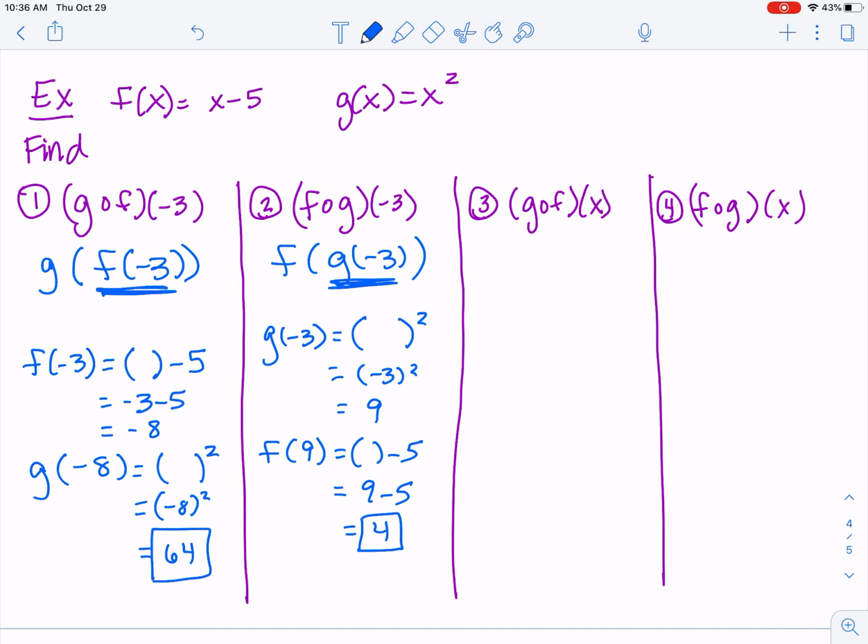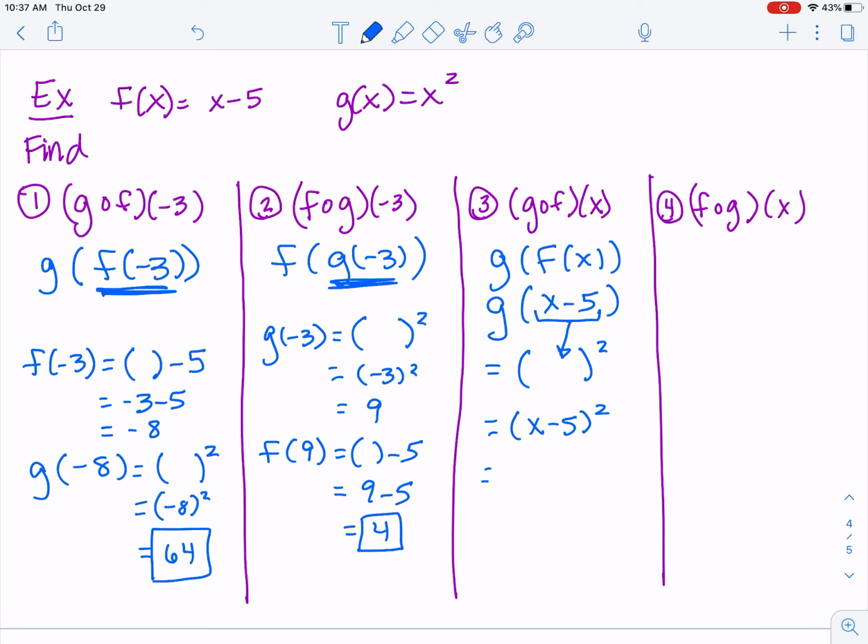Notice I'm doing g of f of x. So I'm trying to write the new function. So let's see, g of f of x. Let me write that down. All right, well, let's see here. G of, what is f of x? It's x minus 5. So this x minus 5 is what I'm inputting into the g function. Well, that's something squared. Well, what am I plugging in? I'm plugging in x minus 5. I'm plugging in f of x. So that is x minus 5 quantity squared. Expanding that, putting it in standard form, x squared minus 10x plus 25.